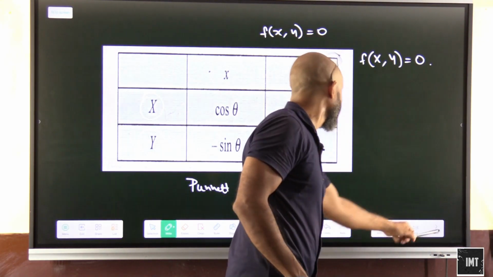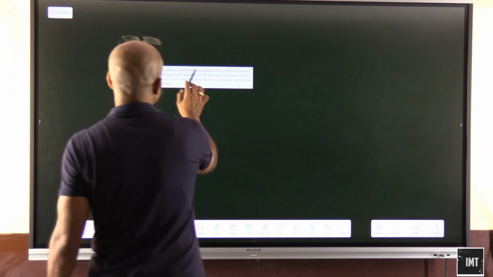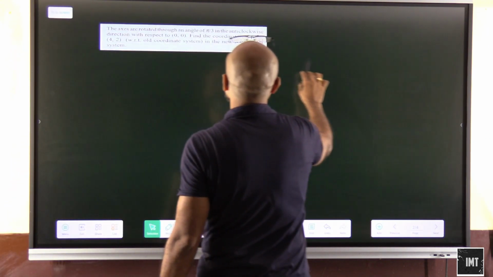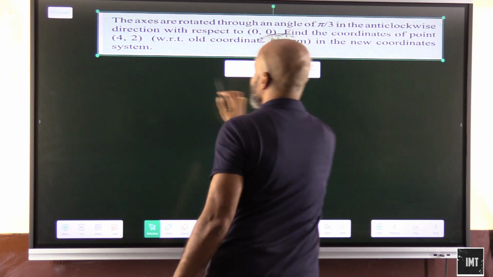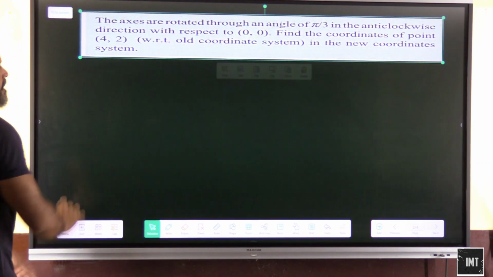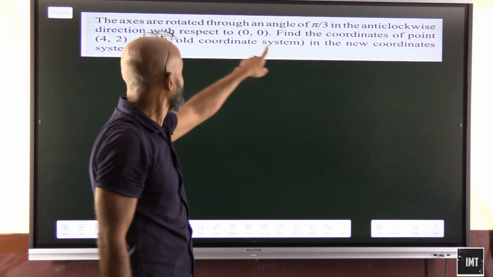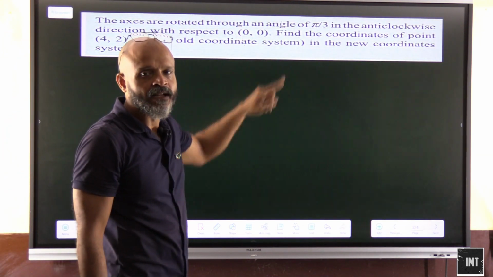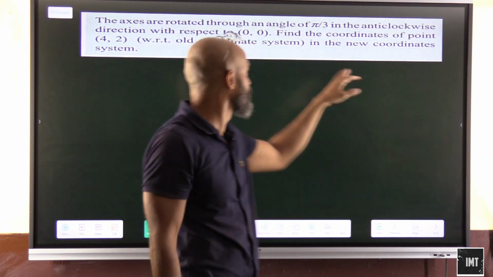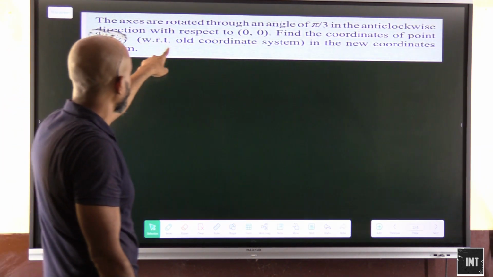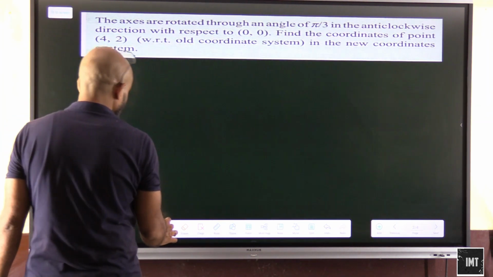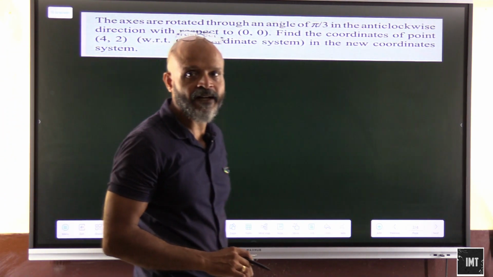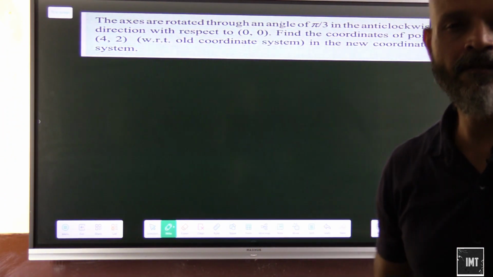Okay, so let's move ahead here. The axes are rotated through an angle of pi by 3 in the anti-clockwise direction with respect to 0, 0. So basically we have a problem in which the axis is rotated by an angle of pi by 3 and the original coordinate axis was at 0, 0. Find the coordinates of the point 4, 2 with respect to the old coordinate system in the new coordinate system.